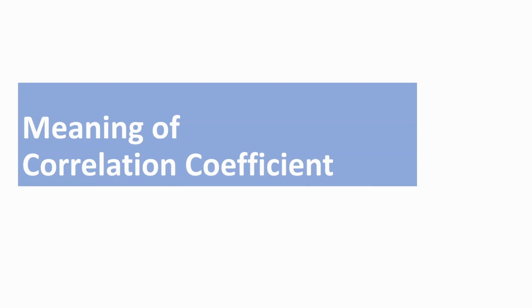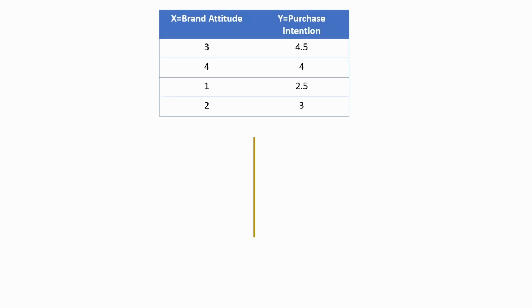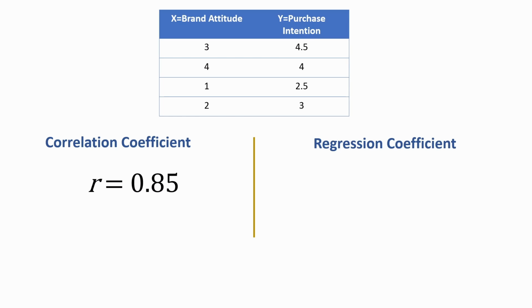In this tutorial, I'm going to explain the meaning of correlation coefficient. This is the hypothetical data. X is brand attitude, Y is purchase intention. You calculate the correlation coefficient, you get a number 0.85. You do a regression, you get a slope of 0.6.